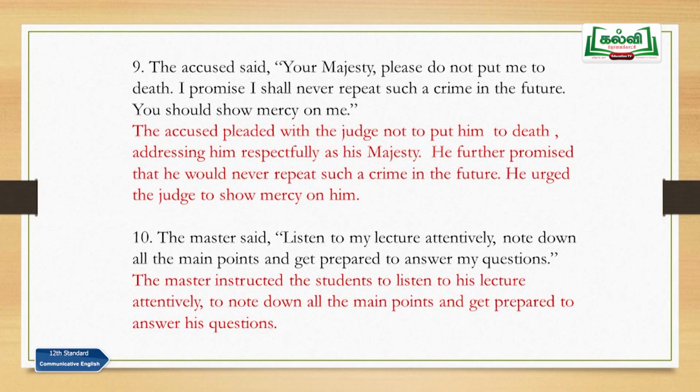And then look at the next sentence. "You should show mercy on me." So he urged the judge to show mercy on him. So he keeps on repeatedly asking the judge for mercy. So you bring out this emotion with various words like pleaded earlier, then further promised, and then urged. So that is how you rephrase.